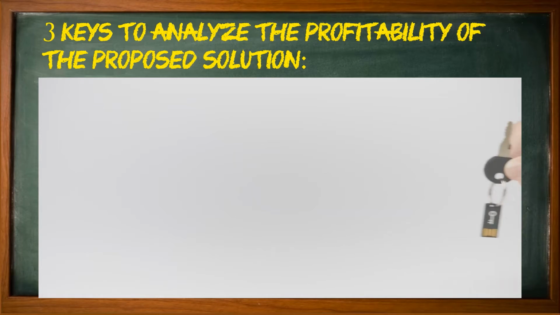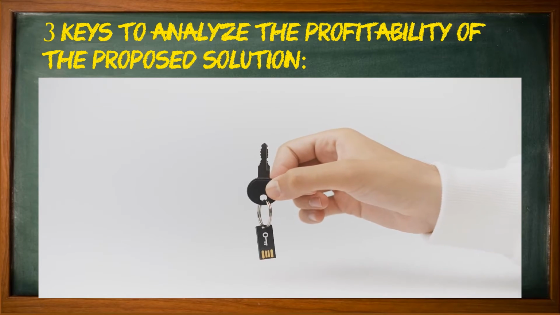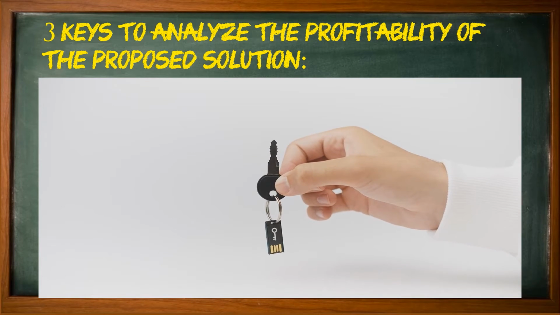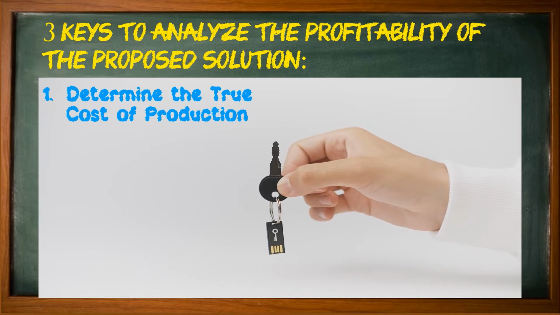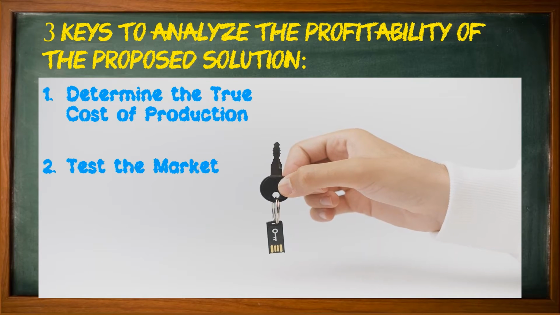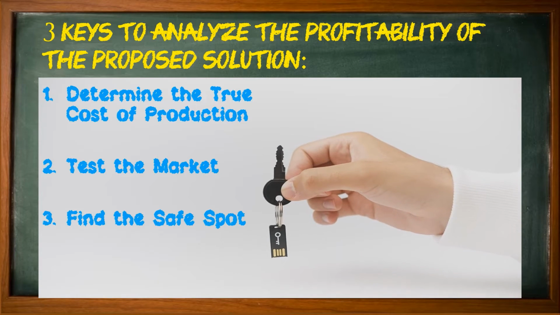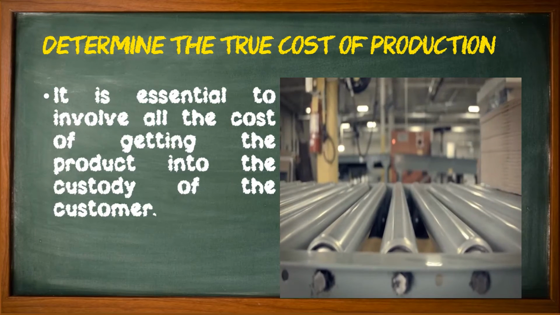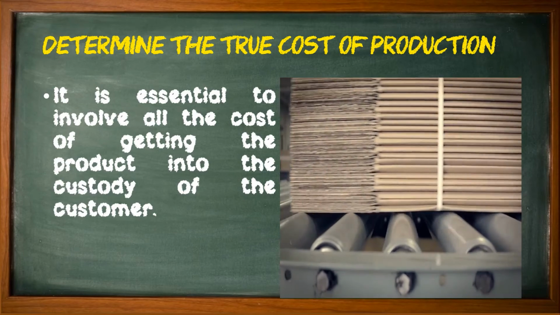There are 3 keys to analyze the profitability of the proposed solution. The first key is to determine the true cost of production. The second key is to test the market. The third key is to find the safe spot. The first key is to determine the true cost of production.